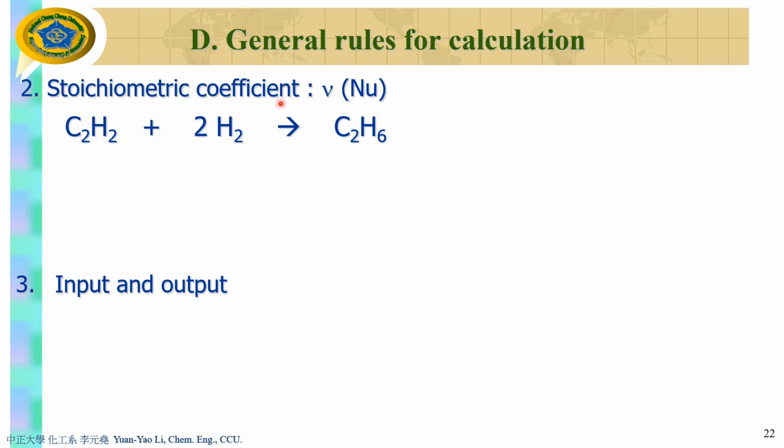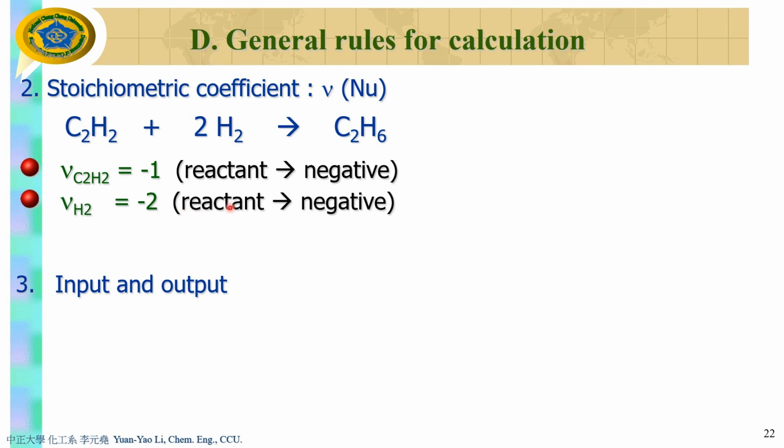And then remember, this is called the stoichiometry coefficient. We use nu as a symbol to represent the stoichiometric coefficient. Again, let's use this as an example. C2H2 will be minus 1, because it's a reactant and the sign is negative. And H2, again, is a reactant, so the sign is negative. So this stoichiometric coefficient is 1, this is 2, and then C2H6 is plus 1. This is the product, so the sign will be positive. Okay?